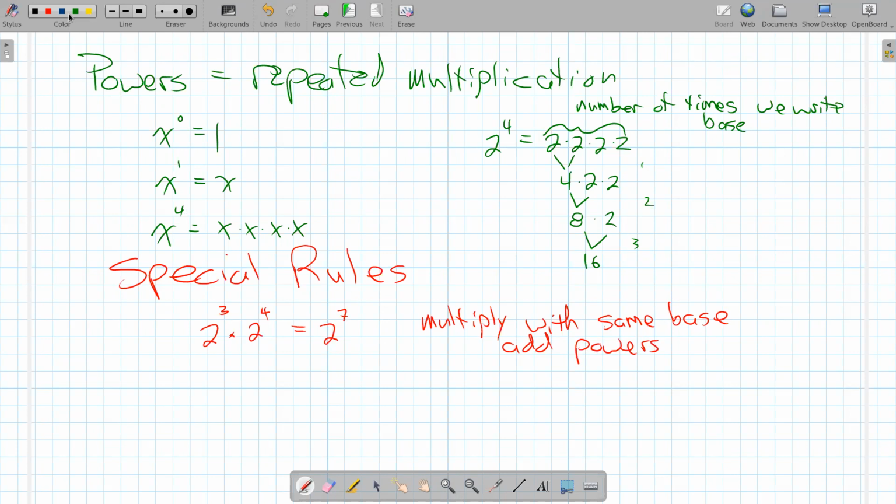A rule that's often confused with it is the power to a power rule. So if I had something like 2 to the 3rd power, and then I squared it, well, squaring something means multiply it by itself. So that's 2 cubed times 2 cubed. Now I get the rule above that says, hey, add the powers. Okay, so notice that if it's a power to a power, you multiply the powers. Slightly different rule, but related. So power to a power, we multiply the powers and keep the base.